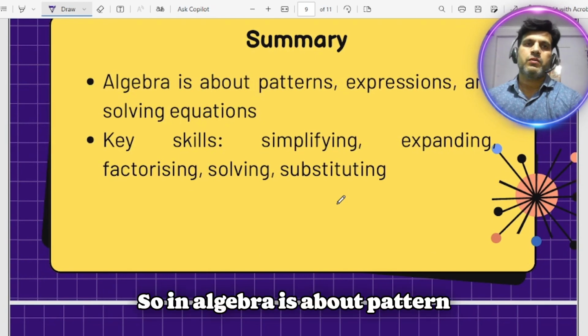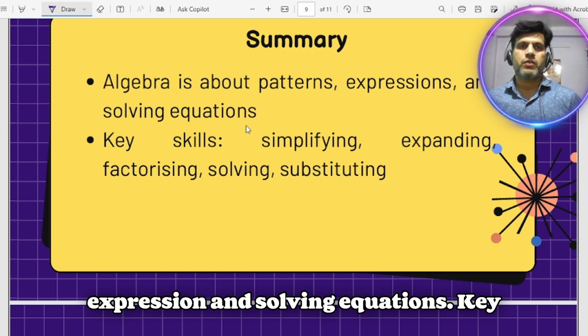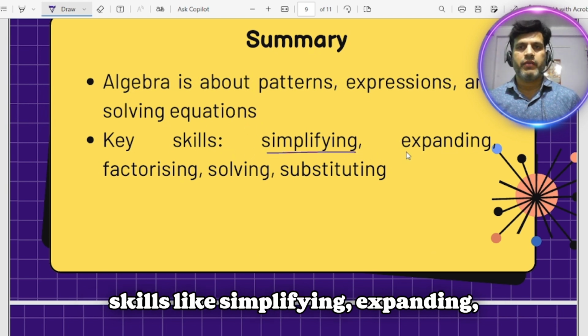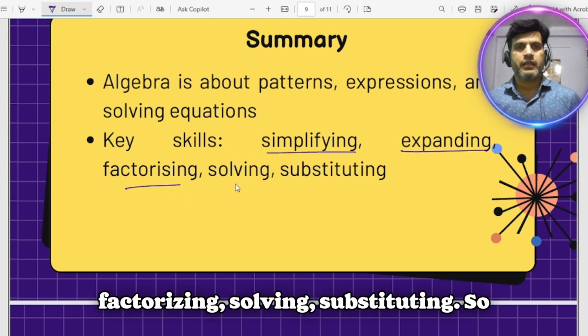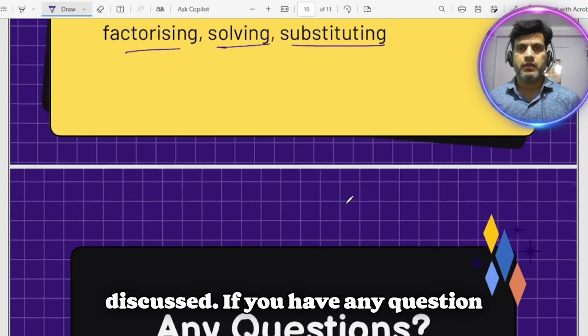Summary. So algebra is about patterns, expressions and solving equations. Key skills like simplifying, expanding, factorizing, solving, substituting. So these are some topics we have discussed.